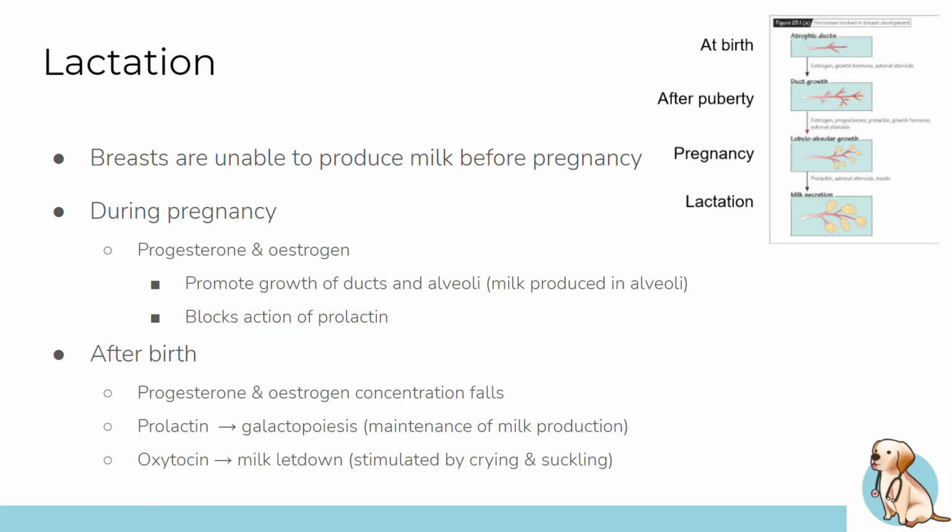Prolactin is involved in galactopoiesis, so that's the maintenance of milk production. And then oxytocin is involved in milk letdown. The release of oxytocin is stimulated by suckling and crying. It's stimulated by suckling because when the baby is suckling on the nipple, it activates the receptors in the nipple. And so that directly sends signals to the hypothalamus and the release of oxytocin. And it's stimulated by crying because that's a conditioned response.